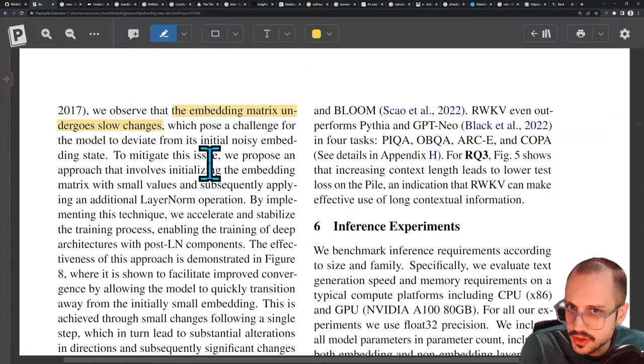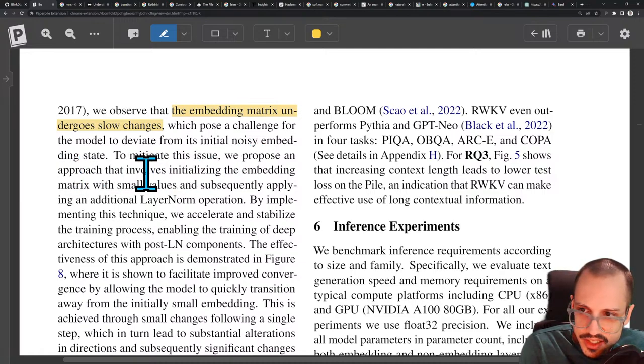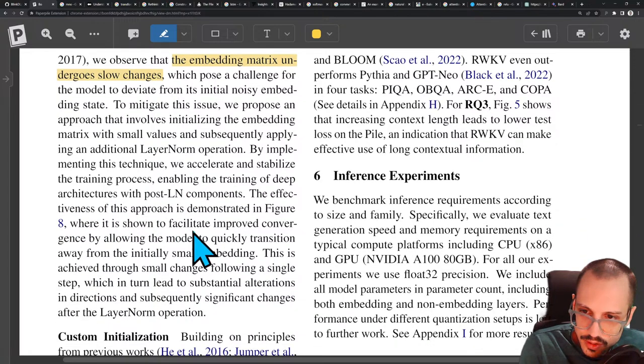To mitigate this issue, we propose an approach that involves initializing the embedding matrix with small values and subsequently applying an additional layer norm operation. By implementing this technique, we accelerate and stabilize the training process, enabling the training of deep architectures with post-layer norm components. The effectiveness of this approach is demonstrated in Figure 8, where it is shown to facilitate improved convergence by allowing the model to quickly transition away from the initially small embedding. This is achieved through small changes following a single step, which in turn lead to substantial alterations in direction and subsequently significant changes after the layer norm operation.